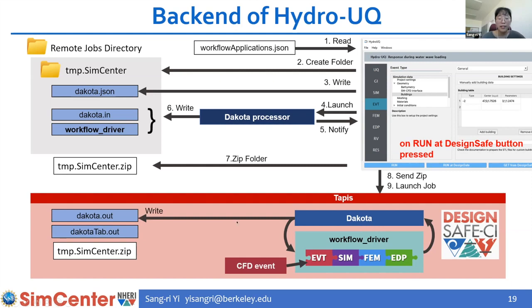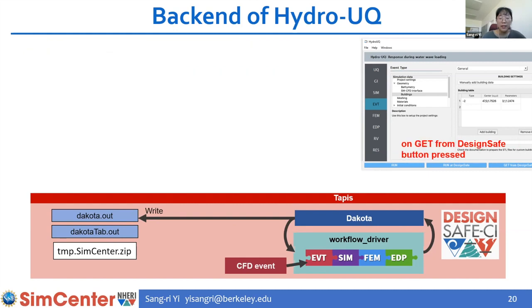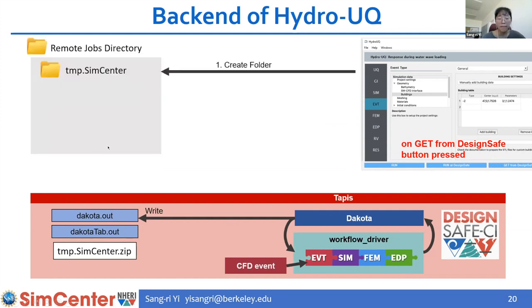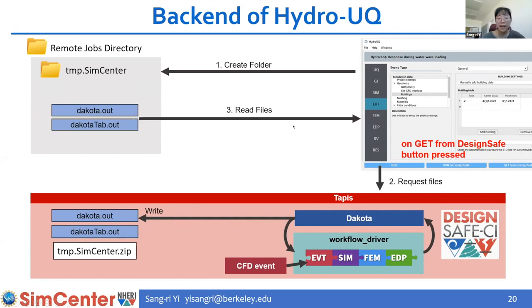And then once the analysis is done, it will write the output file generated by Dakota. And it waits until the user requests the file. And once the "Get from DesignSafe" button is pressed, HydroUQ prepares another folder to receive this result out file. And it actually copies all the files inside this folder. And then HydroUQ reads all these files to display the results. So that's what you see in the result tab.